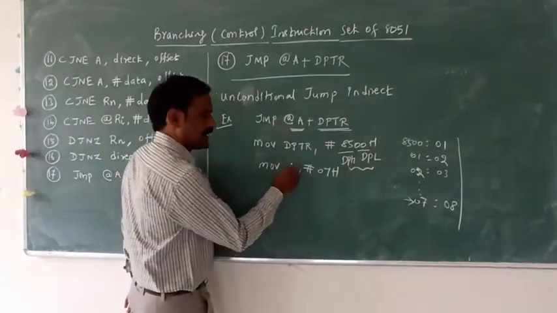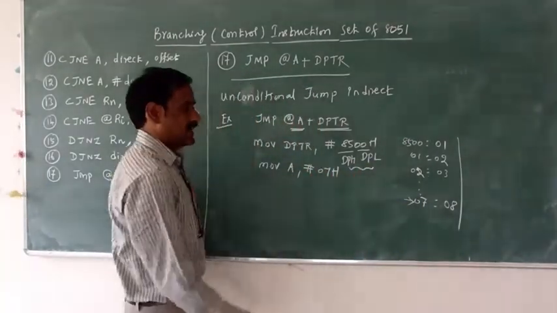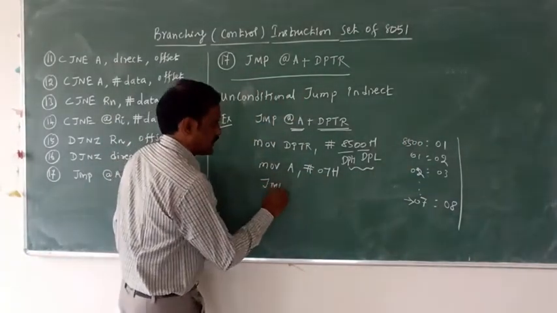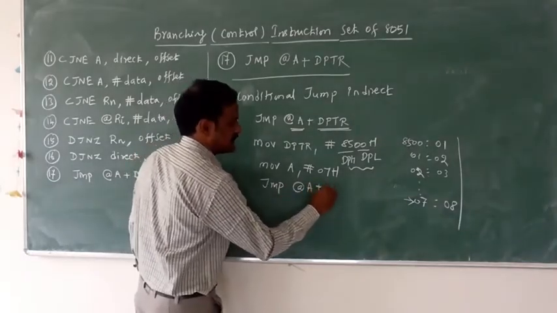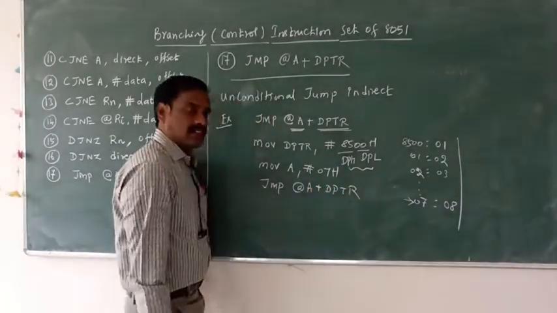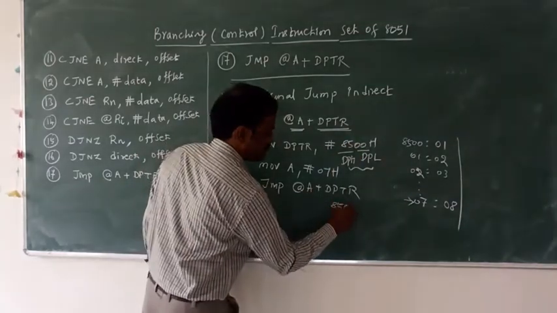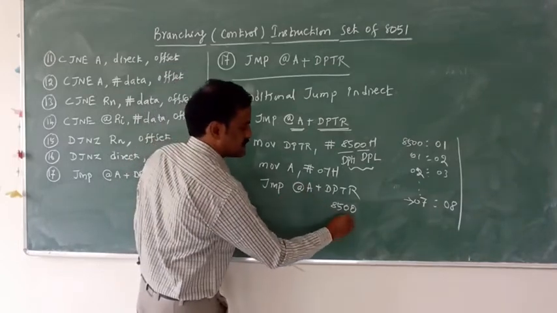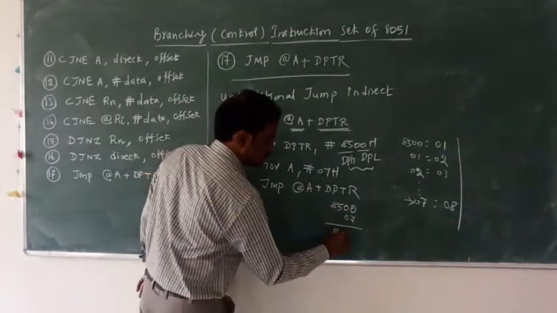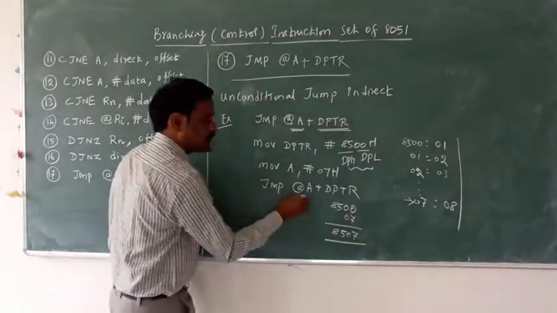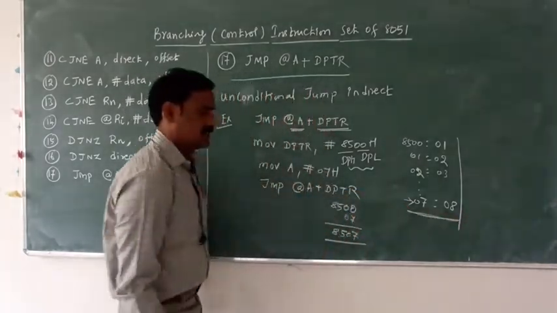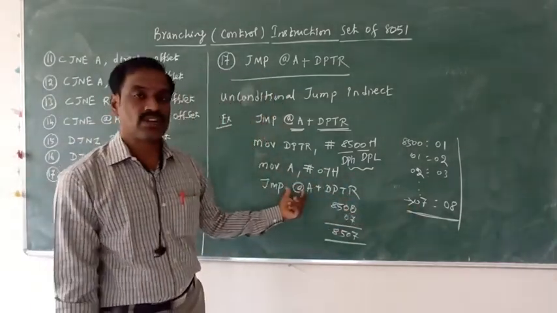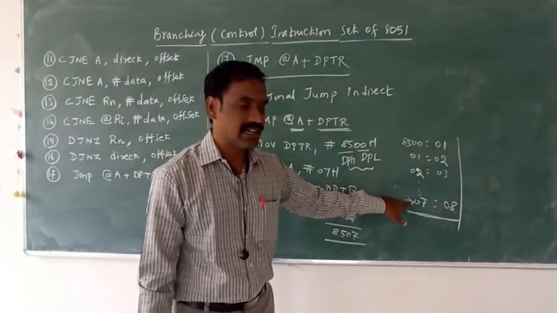At that time, we have to initialize the accumulator with 07 and the data pointer with 8500. After that, we can use JMP @A+DPTR. The DPTR address is 8500, at the rate of A, that is the accumulator value 07. Now the address is 8507. Now jump to the 8507 memory address location. Without any condition checking, it will jump to this memory address location.